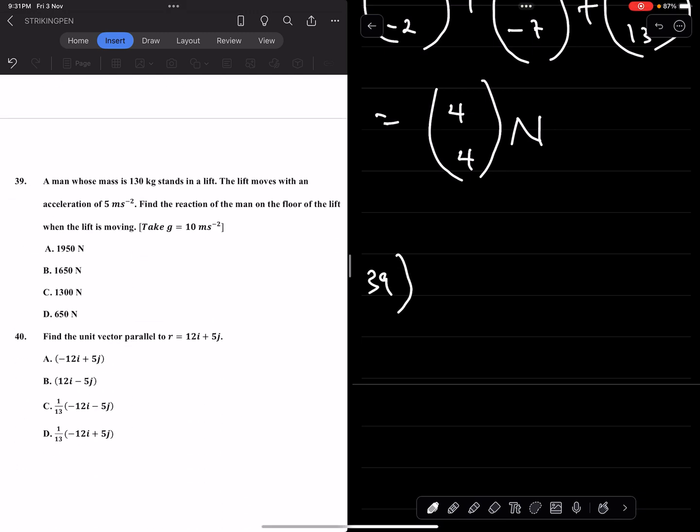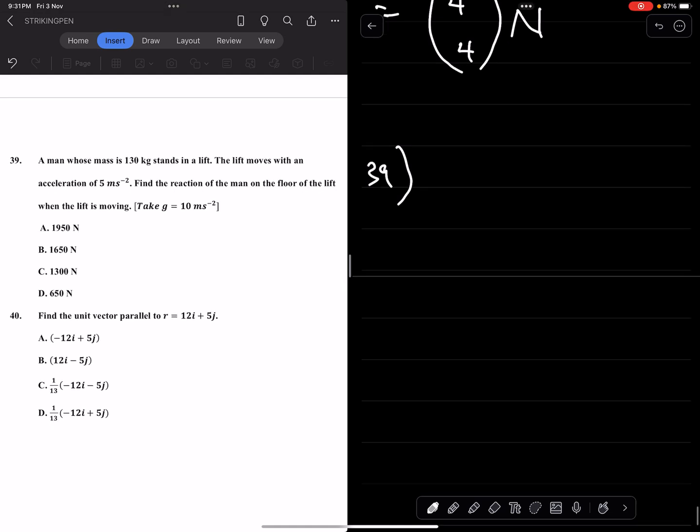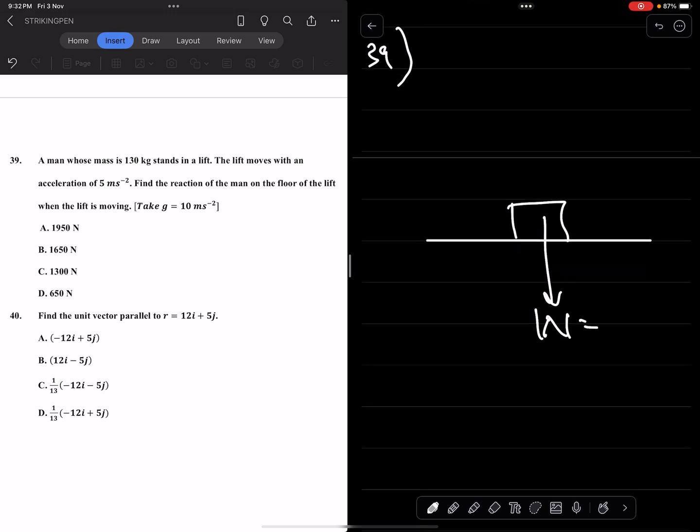We just have one more after 39. A man whose mass is 130 kilograms stands in a lift. The lift moves with an acceleration of 5 meters per second squared. Find the reaction of the man on the floor of the lift when the lift is moving. Okay, let this be the floor of the lift, and let this object represent the man. The man's weight will be acting downwards, and if his mass is 130 kilograms, that means his weight is 1,300 newtons.